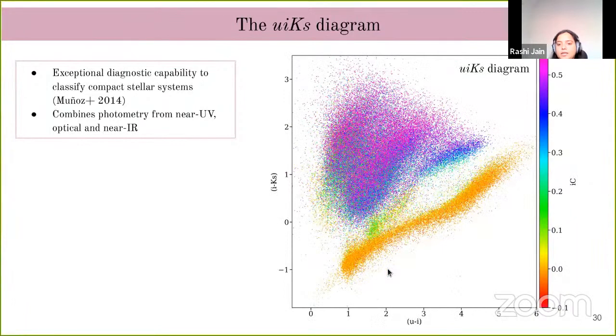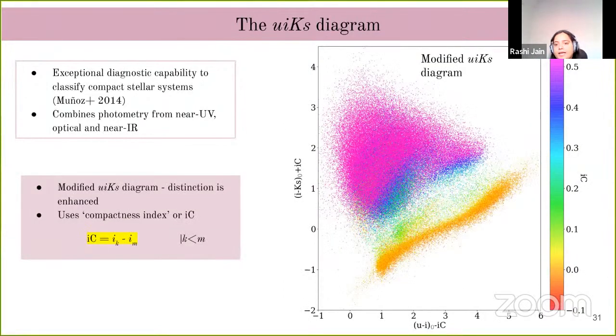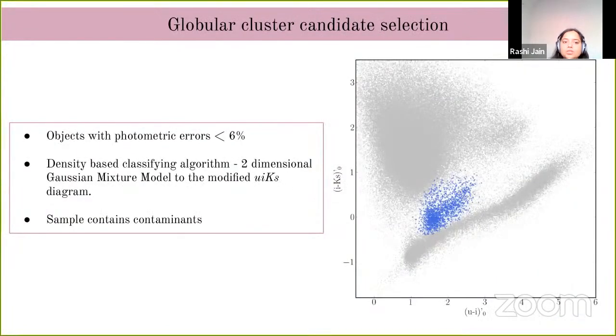this is a color diagram, and this is a modified UIKS diagram. So the separation becomes even more neat, which facilitates selection of objects. So to select globular clusters in this color diagram, we have used a density-based classifying algorithm. In this case, we have used a two-dimensional Gaussian mixture model, and we have applied it to the modified UIKS diagram. But we only use objects that have photometric error in all the ones less than 6%.